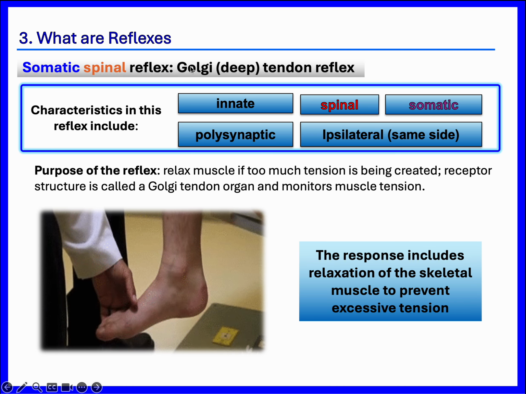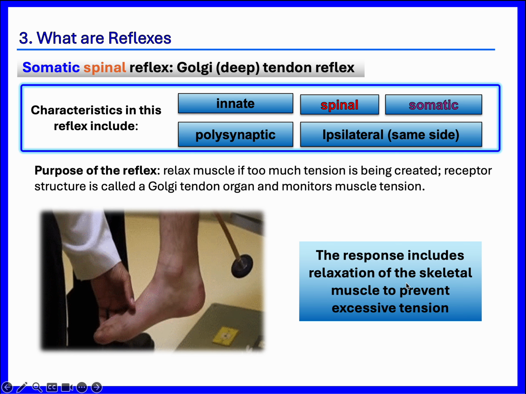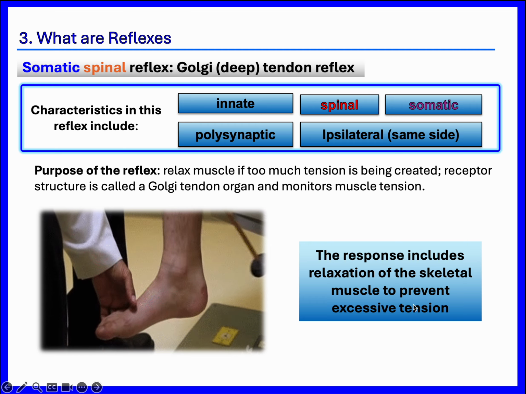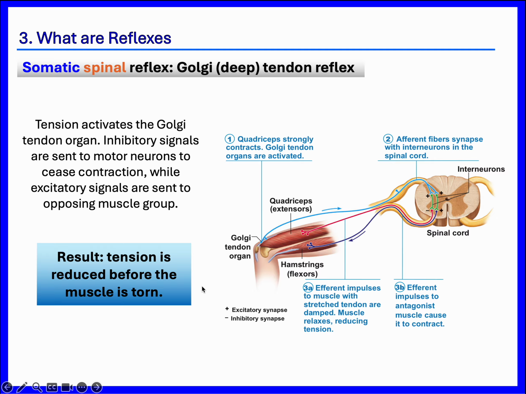And lastly, we have two more. The Golgi tendon reflex. The purpose of this one is to relax muscles if there's too much tension being created. Receptor structures called the Golgi tendon organ monitor muscle tension actually in the muscles, right? So the response includes relaxation of skeletal muscle to prevent excessive tension in that area. So let's take a look at it here. Tension activates the Golgi tendon organ. Here you have the Golgi tendon organ. It's like a proprioceptor, right?